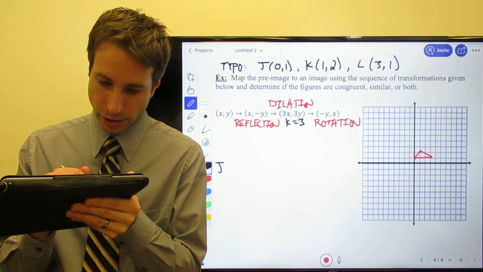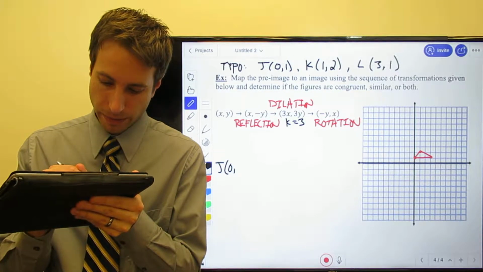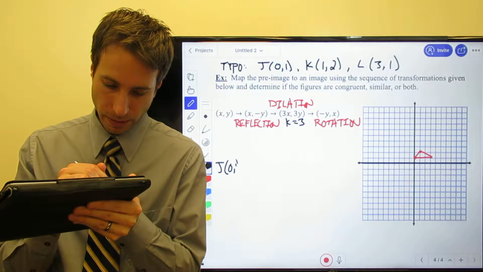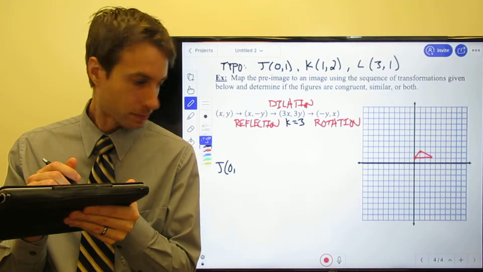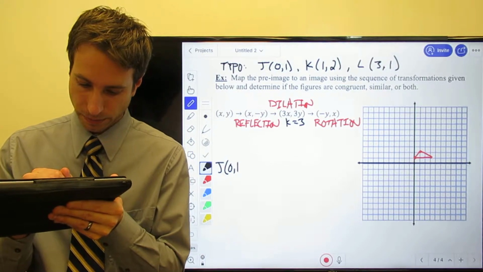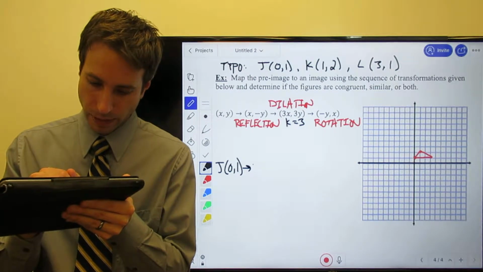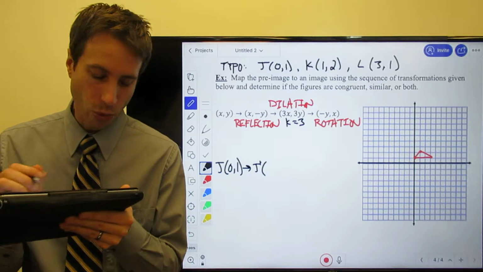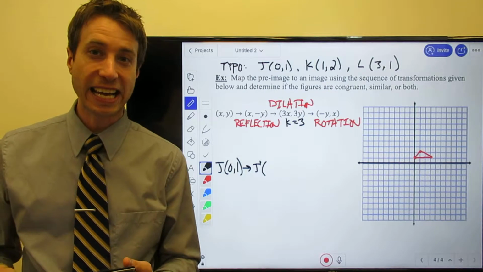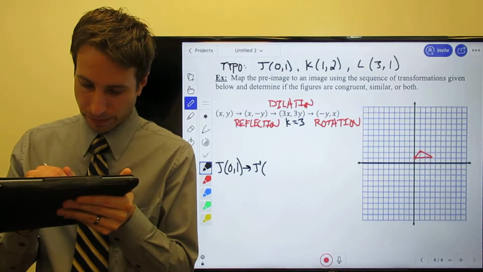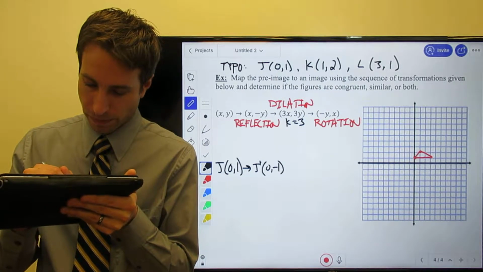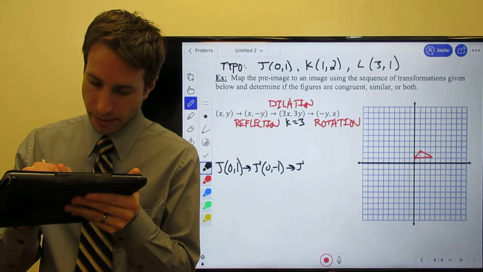J starts off at (0, 1). All right, here we go. J prime. What do we do? Just make the y negative. So (0, -1). Boom.